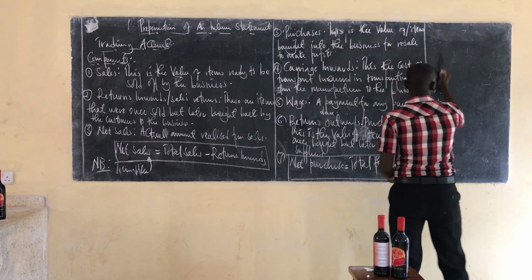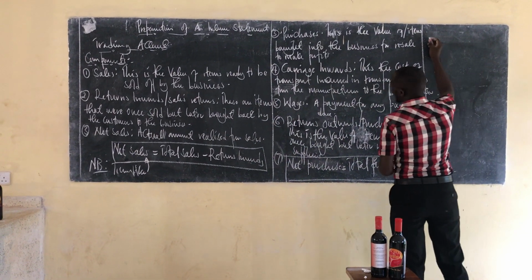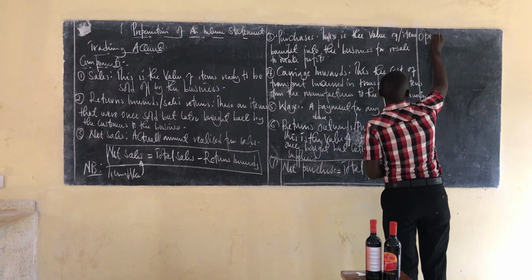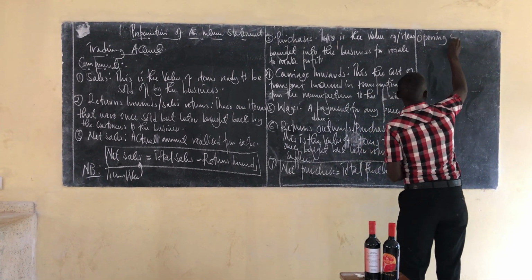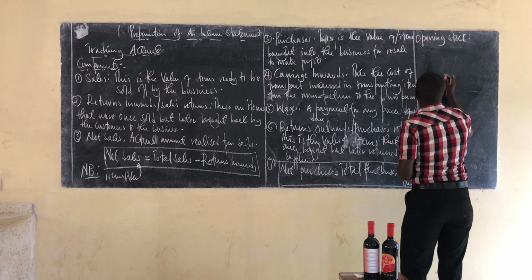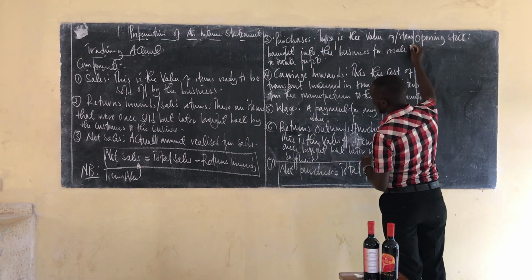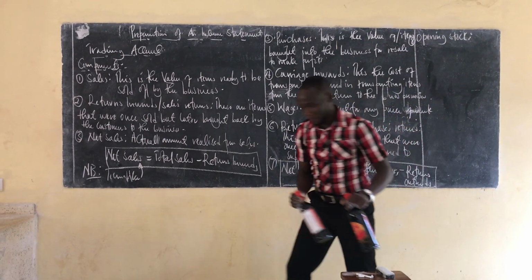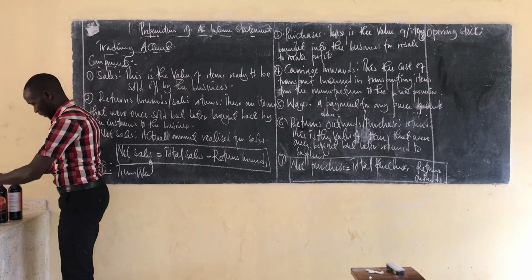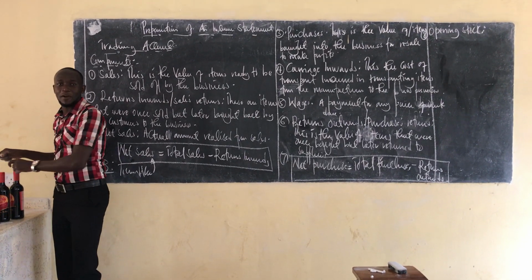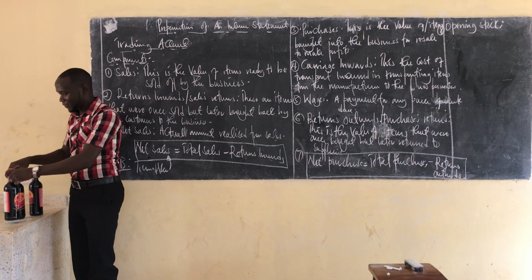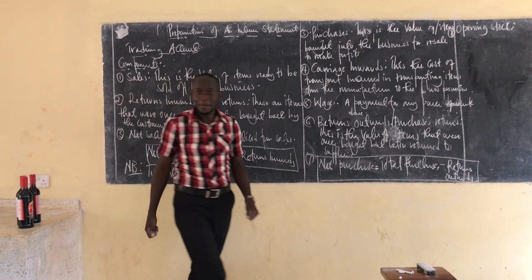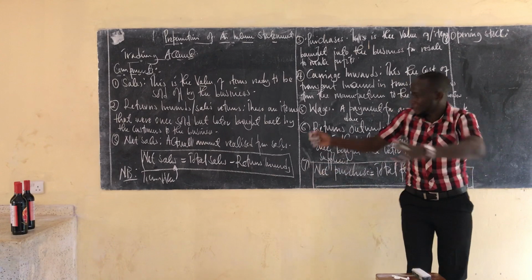Now, the other component will be opening stock. Opening stock. This is component 8. Opening stock. Only that today I came across someone who is just having a small business. That's why I'm using a fixed number of items. That's the size of the business.